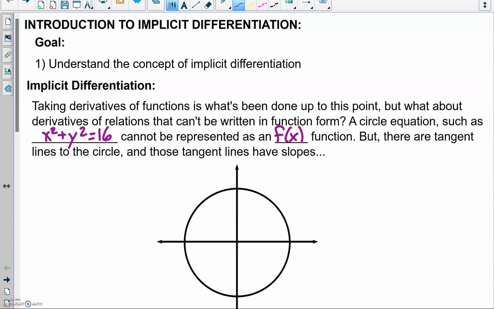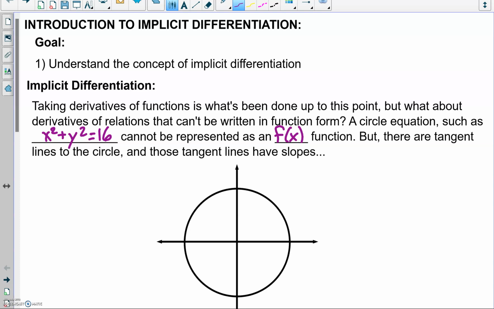You get two answers for y for every one x you plug in for most of the x's in that particular -4 to 4 interval. So can't do it. And if you graph it, you see it fails the vertical line test. So you can't represent a circle equation as a function. That's why they don't call it a circle function.